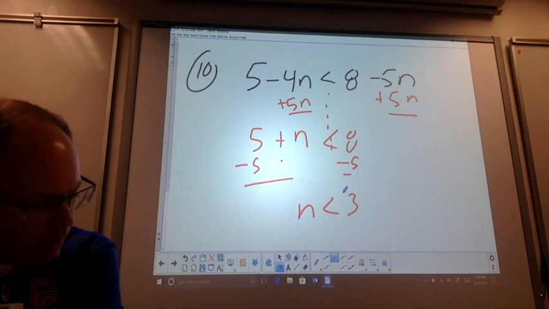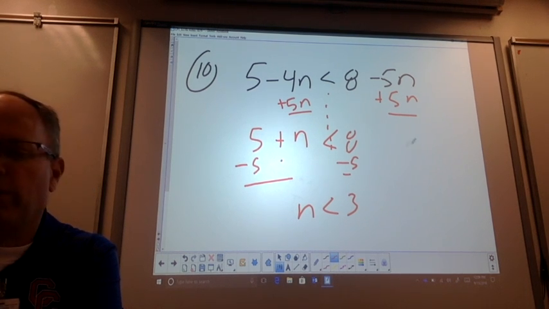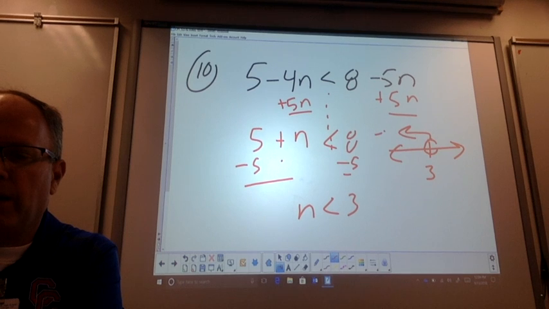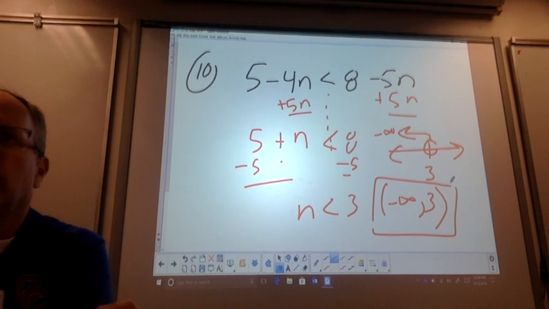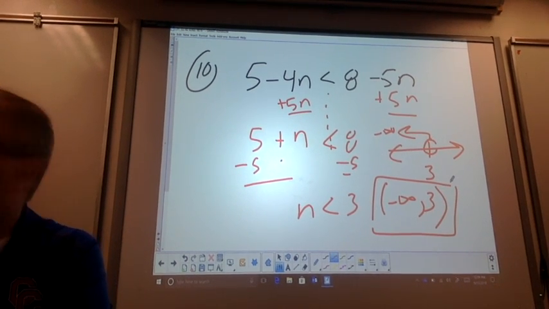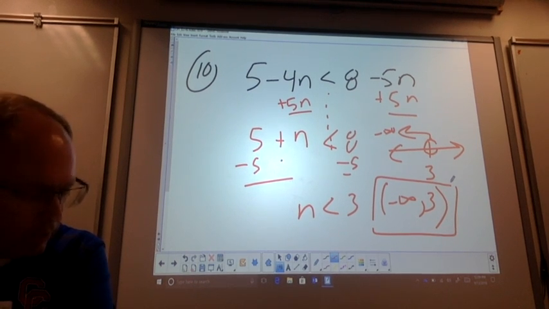And it says put it in interval notation. It always makes it easier for me to take a look at the graph. I know if I have 3 here, it's an open dot, and this is going this way, to negative infinity. So we go negative infinity to 3. It's a rounded bracket. That's my interval notation. Is that okay? What other questions might you have come across on last night's homework?